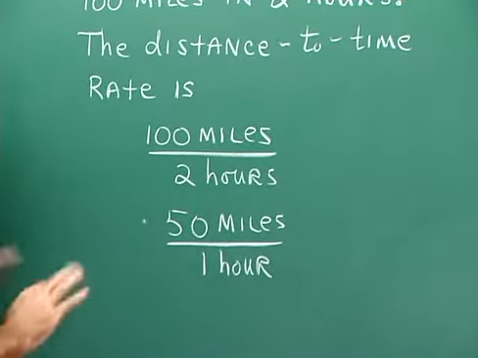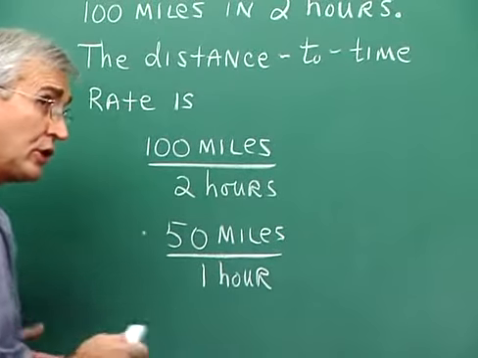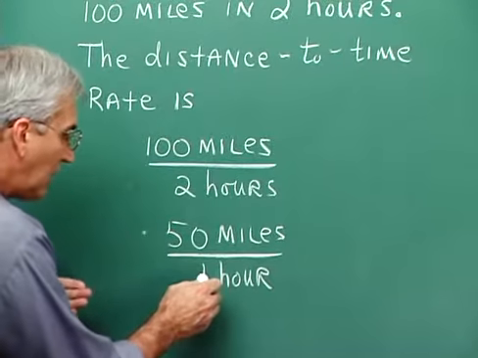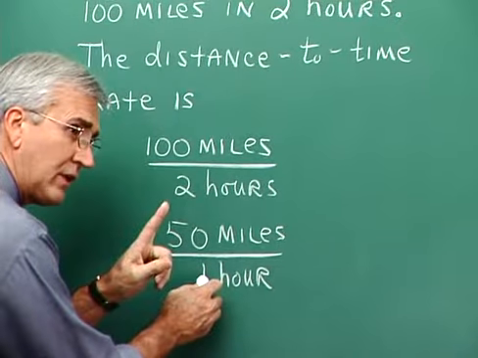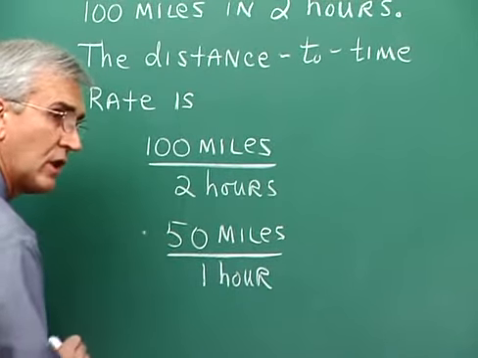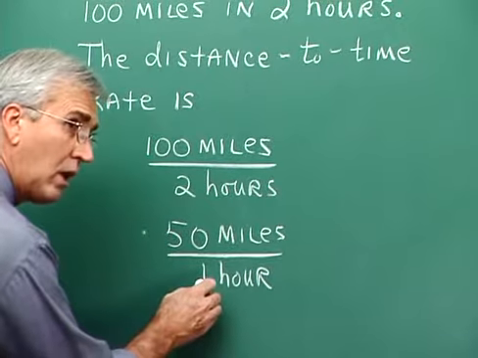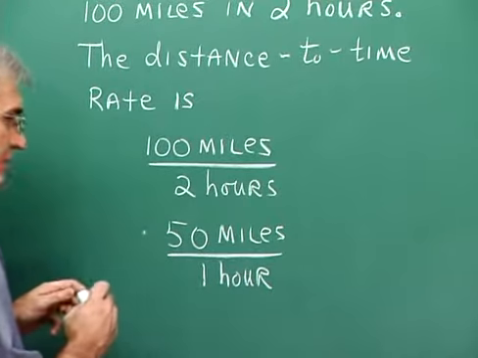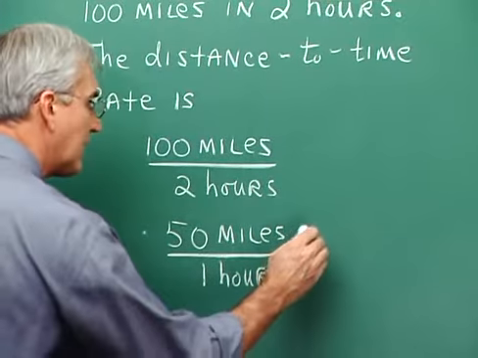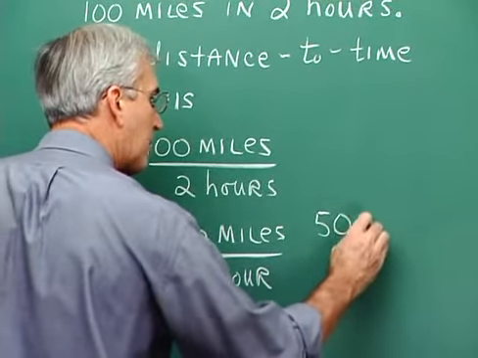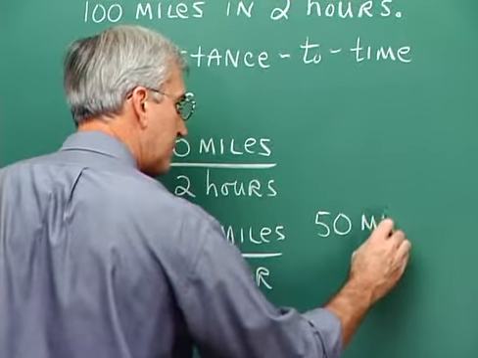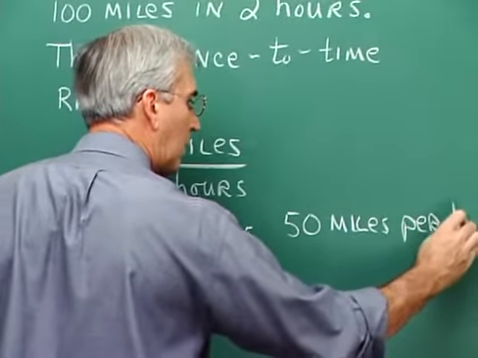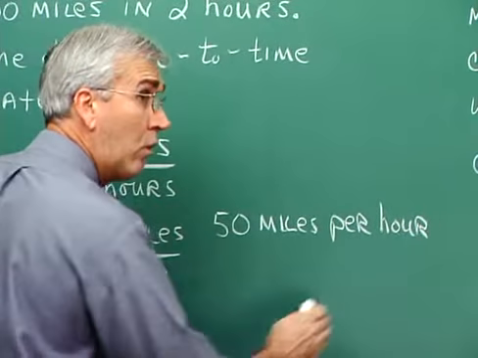Now, this is a special kind of rate. It's called a unit rate when the denominator has a single unit involved. That is, the number associated with this unit of measure is 1. So it's 50 miles in 1 hour. And a lot of times this is written another way. It's written as 50 miles per hour, as you probably well know.